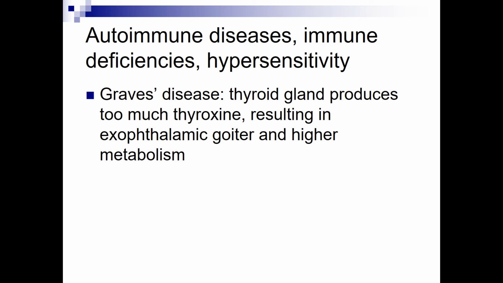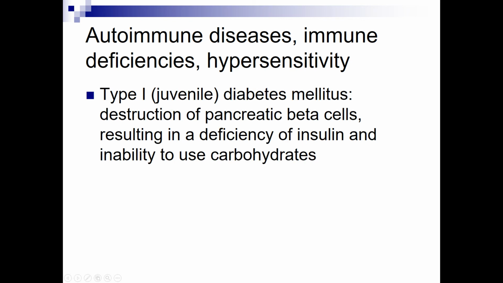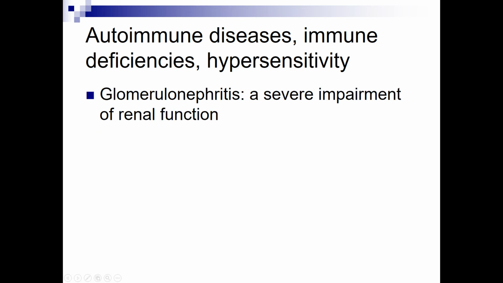Oh, Graves' disease, that was the other one that I have. This is where the thyroid gland is attacked, and the antibodies will stimulate the production of excessive thyroxine. And then type 1 diabetes, where the beta cells are destroyed, and glomerulonephritis, that will affect the filtration membrane.